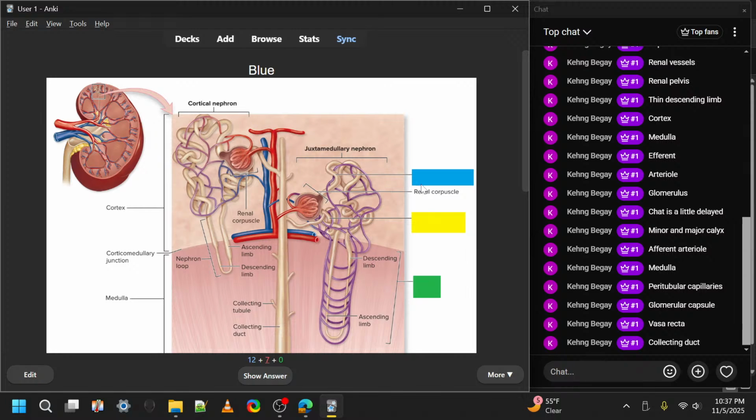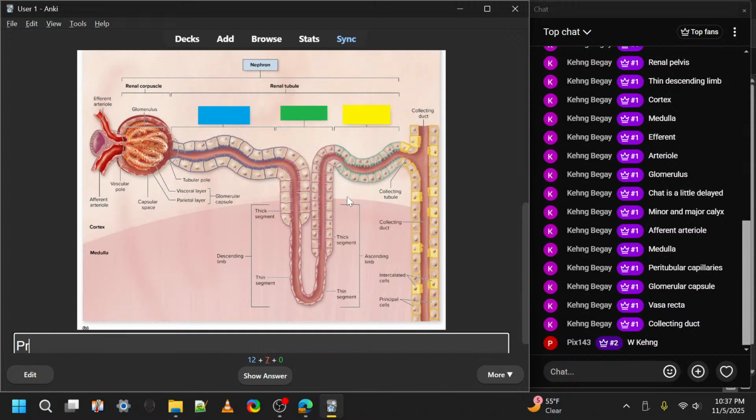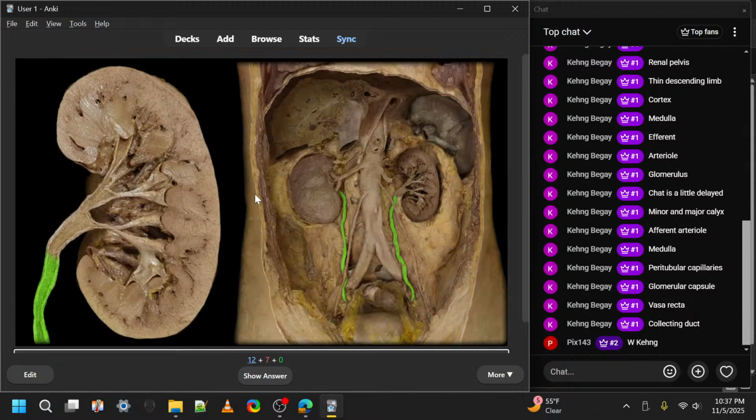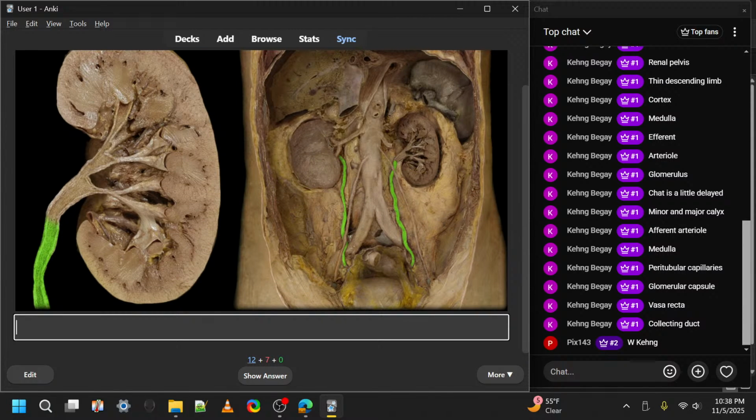Alright, the blue. Oh, right. The blue is the W Kang. Yo, someone else is on here? Proximal. This is the proximal convoluted tubule. Dang it. We'll get back to that one, don't worry. I said it so it comes back.